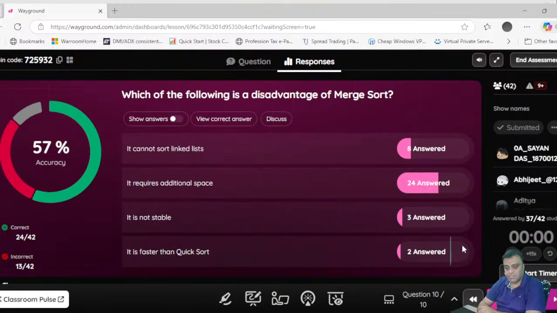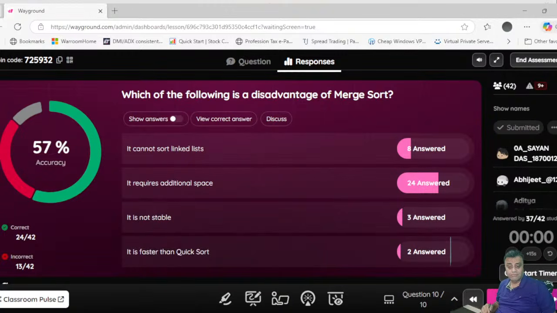Twenty-four of you answered it correctly. It cannot sort, linked list is not the answer. It can sort. You have to take more time. You have to go through the linked list and find out the middle element. It can sort. It's not that it cannot sort. But it requires additional space because merge sort is known for wanting a temporary array, which the others don't need. It is not stable is not correct also.